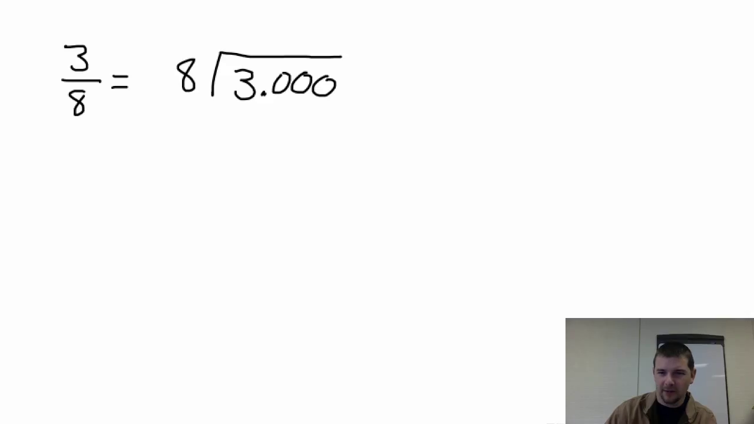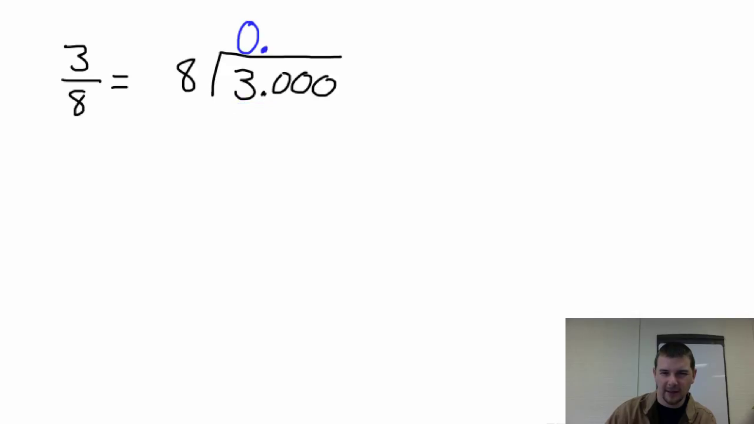8 goes into 3 0 times. Don't forget the decimal point. Very important that it be vertically aligned with the decimal point here. 0 times 8. Well, not real important that we do that step if you recall from the previous video. Now consider how many times does 8 go into 30?